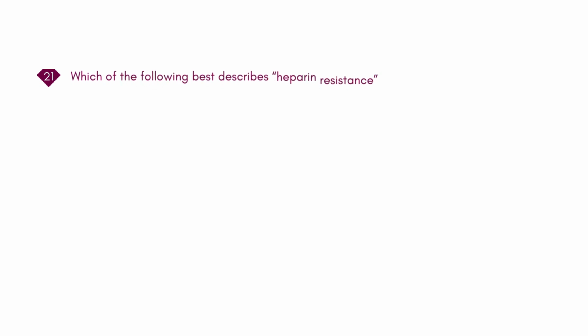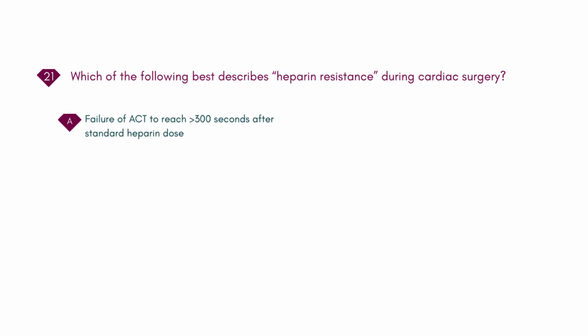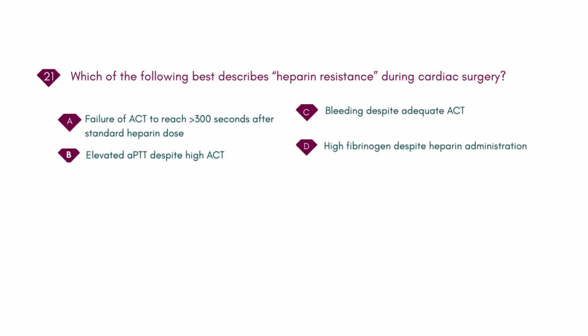Which of the following best describes heparin resistance during cardiac surgery? A. Failure of ACT to reach greater than 300 seconds after standard heparin dose. B. Elevated APTT despite high ACT. C. Bleeding despite adequate ACT. D. High fibrinogen despite heparin administration. Answer: A. Failure of ACT to reach greater than 300 seconds after standard heparin dose.